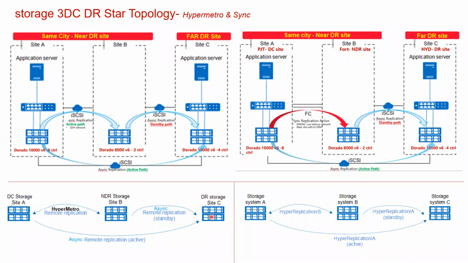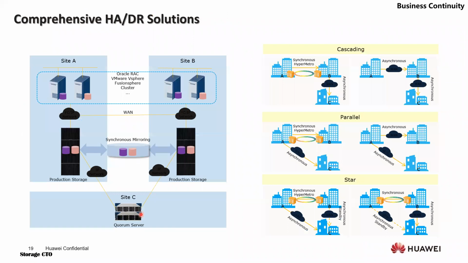And for reaching site C, you have two links. One is data reaching from A to C and the other from B to C. So you can choose one link as an active link and one link as a standby link. So these two links are there. Both topologies can be achieved with the Huawei Dorado V6 platform, and this 3DC can protect the data for business.